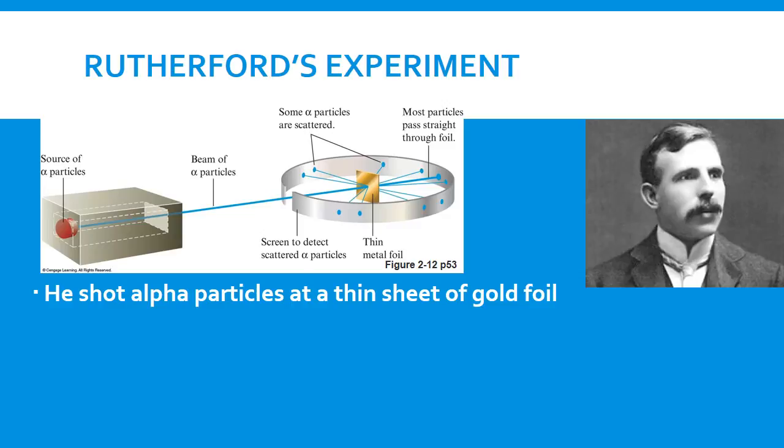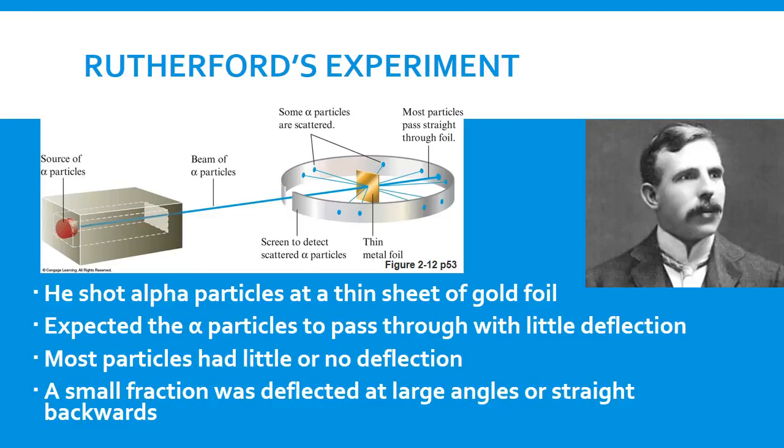What he observed is that most of the particles pass through with little or no deflection. So there's no deflection or little deflection. However, a small amount of alpha particles were deflected at large angles. So we have some here at large angles, and a few were directed back towards the source. Based on these results, he proposed a new model or a new theory of the atom.